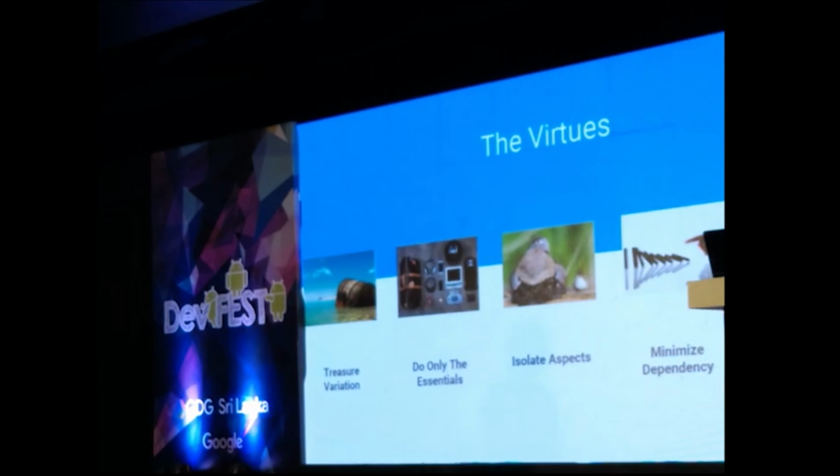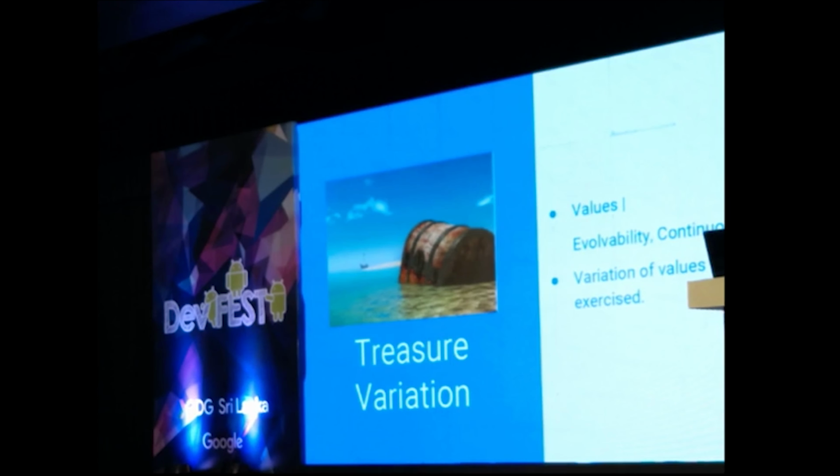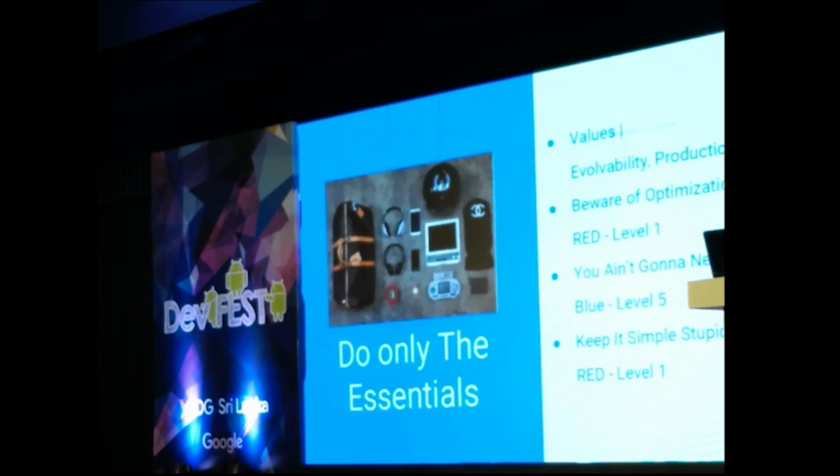And finally, after achieving those principles, there are 5 main virtues that are achieved as per this initiative. First one is treasure variation. That means variation of values that are being exercised. The system has a value always, but you can change those values since maintainability is in there in the system when you achieve all those 7 degrees that we have discussed sometime earlier.